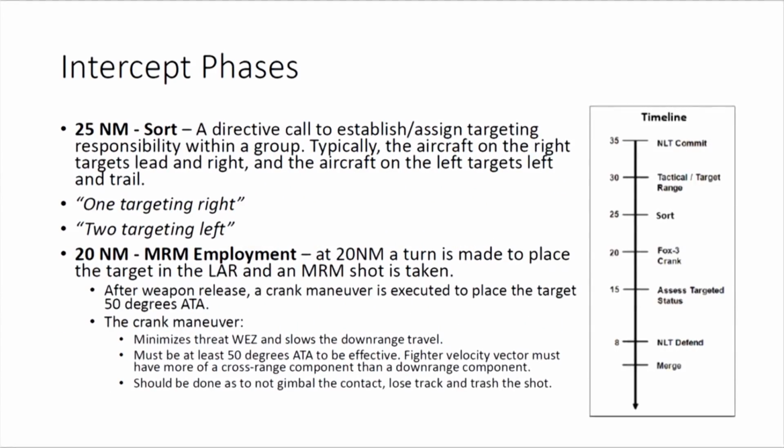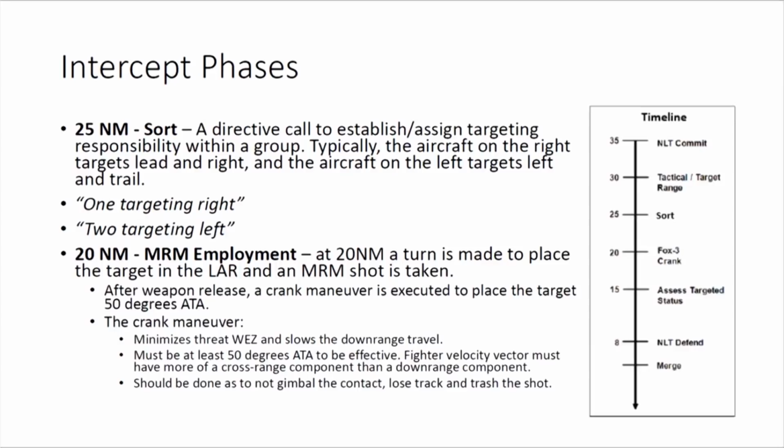The next point in the intercept timeline is at 25 nautical miles, and if you're flying with a wingman, this really applies. What you want to do there is establish who has the targeting responsibility within that group. Typically, when you're flying with a wingman, whoever is on the right targets right and lead, and whoever is on the left targets left and trail. So you want to sort that out at 25 nautical miles. So you'd make radio calls such as "One's targeting right, two is targeting left."